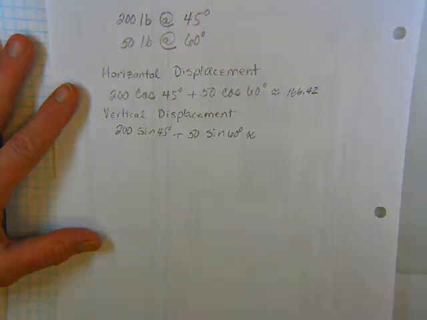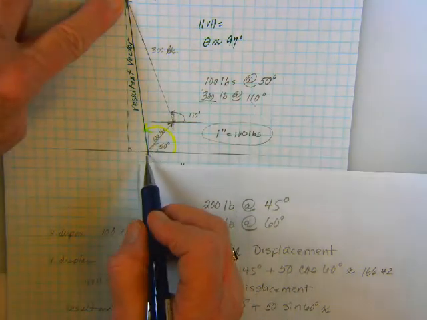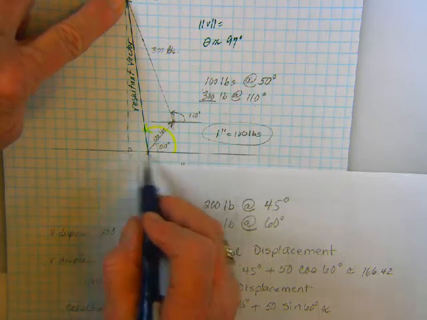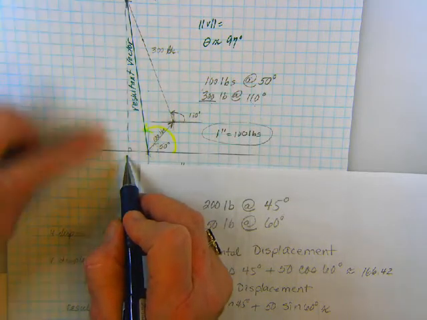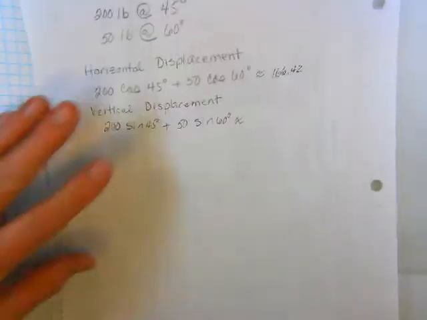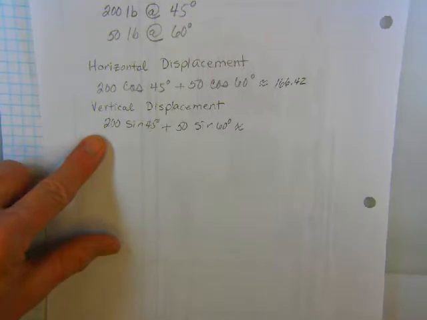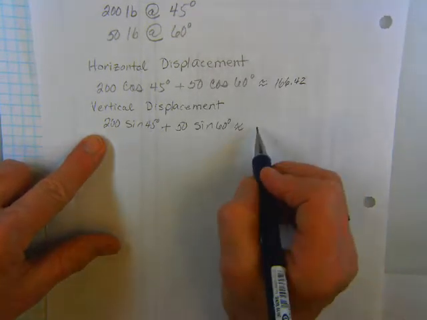Wait, so what is the horizontal? Horizontal is how far you go left or right, and then you're going to go up or down to get to that point. The horizontal is how far you go left or right. Now we're getting the vertical. So what do you get the vertical to be? 184 point what?